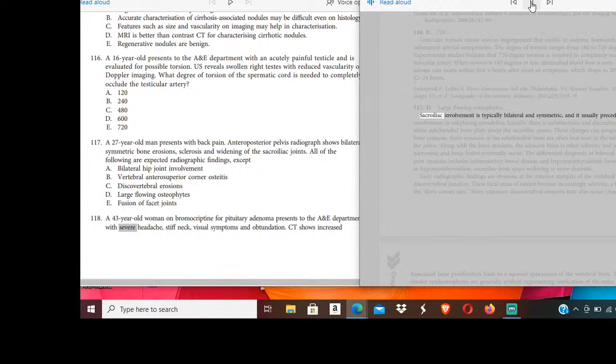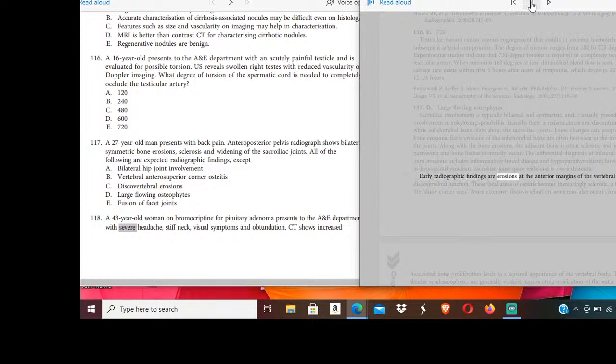117. D. Large flowing osteophyte. Sacroiliac involvement is typically bilateral and symmetric, and it usually precedes spinal involvement in ankylosing spondylitis. Initially, there is indistinctness and discontinuity of the thin white subchondral bone plate about the sacroiliac joints. These changes can progress to gross bone erosions. Early erosions of the subchondral bone are often best seen in the inferior aspect of the joints. Along with the bone erosions, the adjacent bone is often sclerotic and joint space narrowing and bone fusion eventually occur. The differential diagnosis of bilateral sacroiliac joint erosions includes inflammatory bowel disease and hyperparathyroidism. However, in hyperparathyroidism, sacroiliac joint space widening is more dramatic.